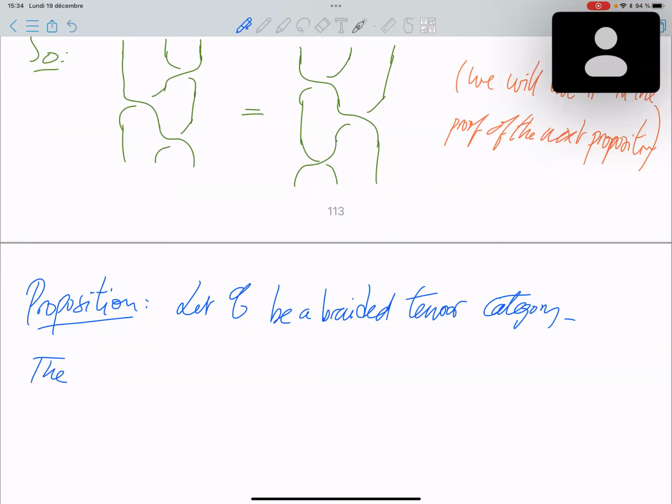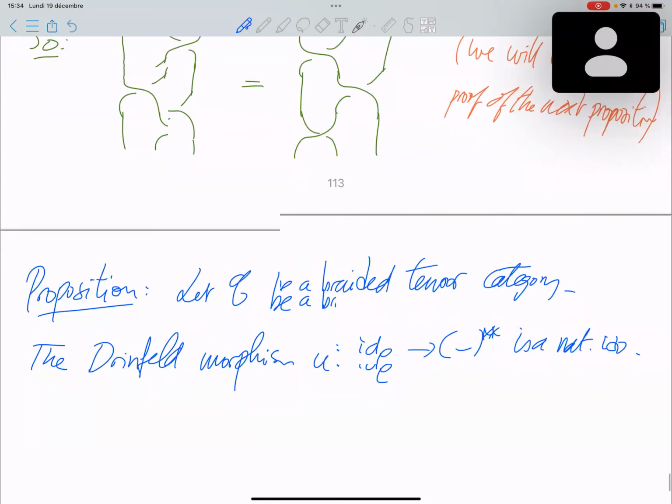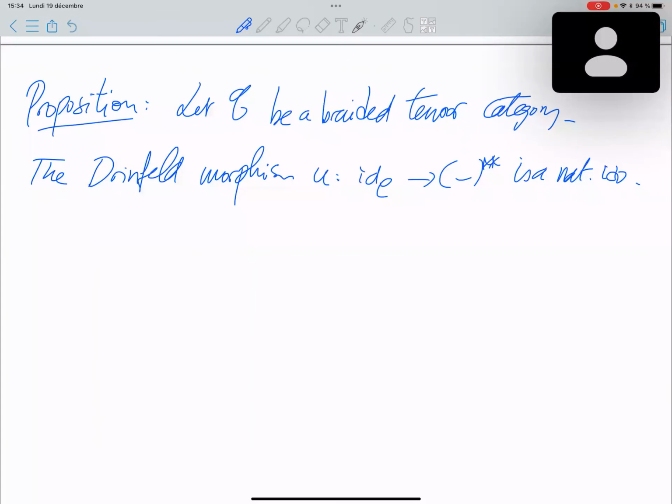The Drinfeld morphism U, from the identity functor to the double dual functor, is a natural isomorphism. To prove that, we already know it's a natural transformation, so we just need to prove that every U_X is an isomorphism.